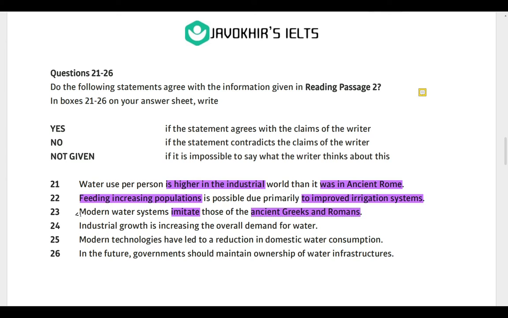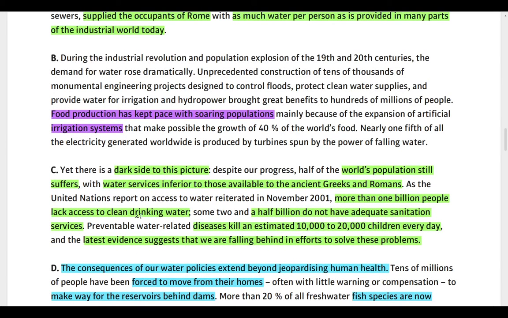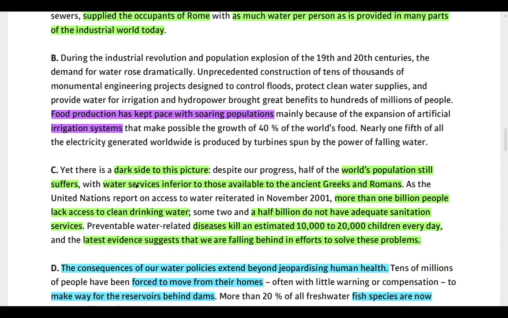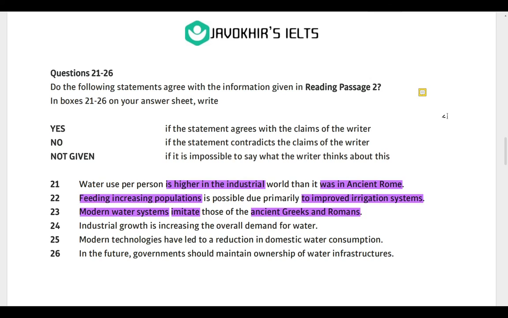But is it that the modern water systems, is it that it's modern? We're not really sure about that, because it is saying nothing about mocking. That is number one, and it's saying nothing about the systems. Water services have nothing to do with the systems. So basically, for that, I'm going to choose not given.